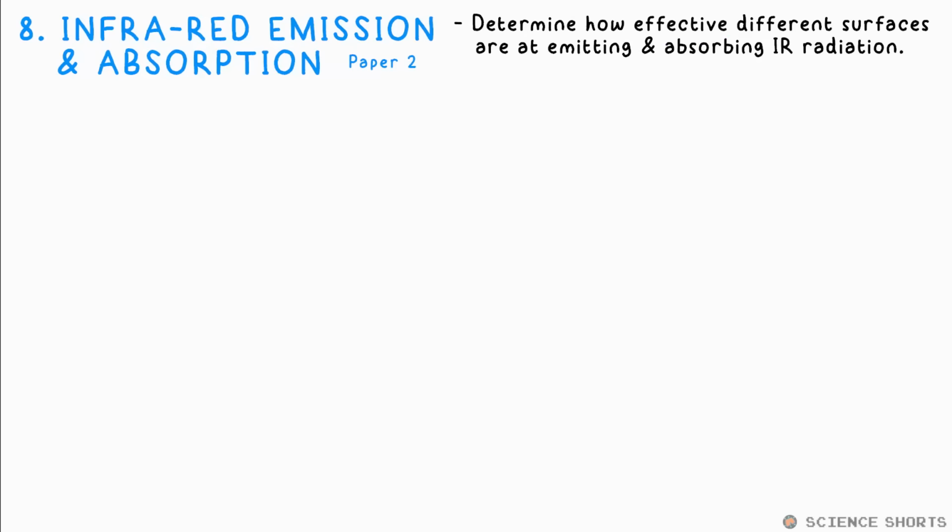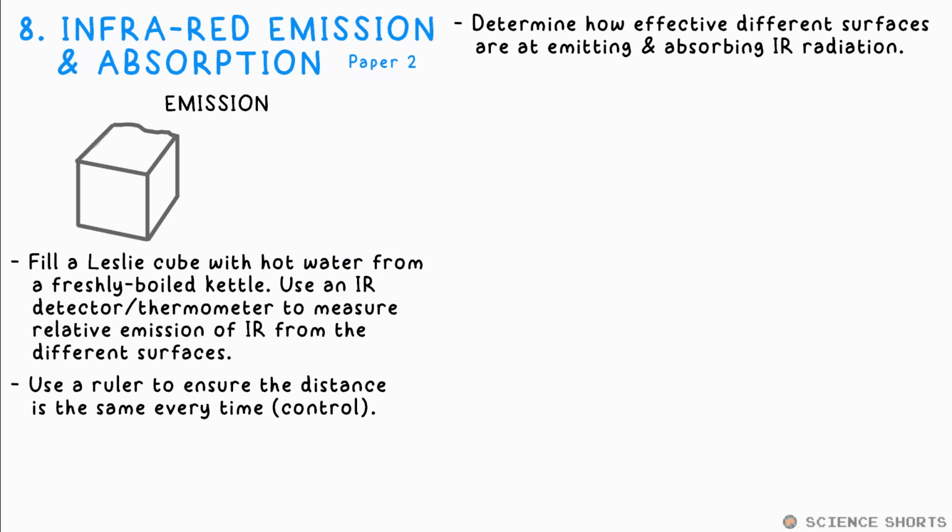Physics 8, infrared absorption. Easy peasy this one, just fill a Leslie cube with hot water from a kettle. It's got different surfaces on its 4 sides. Using an infrared detector or infrared thermometer, we can detect how much heat is radiated from each side. You'll find matte black is the best emitter of infrared, whereas shiny silvery surfaces are the worst.